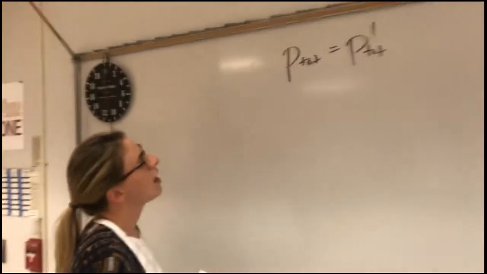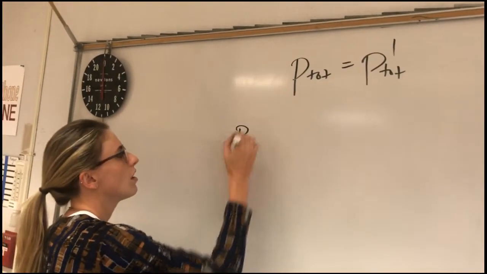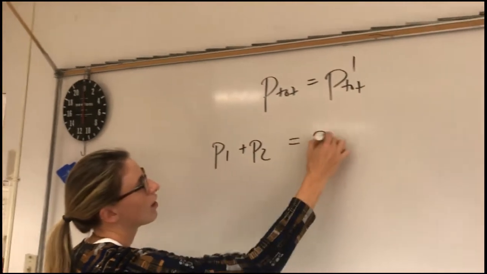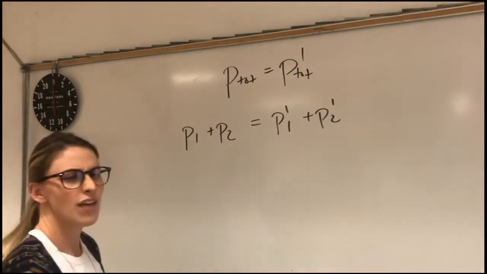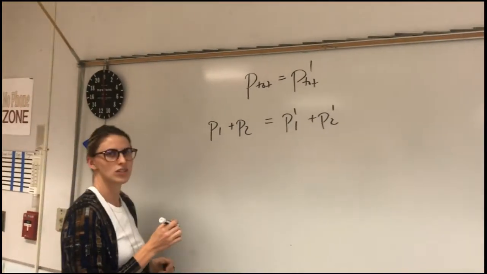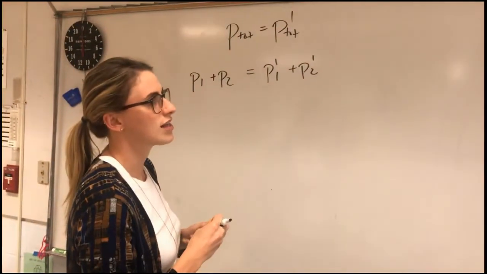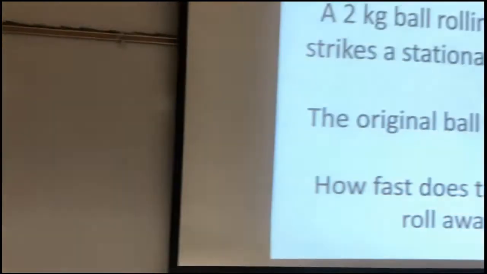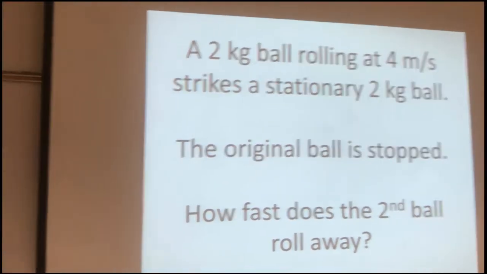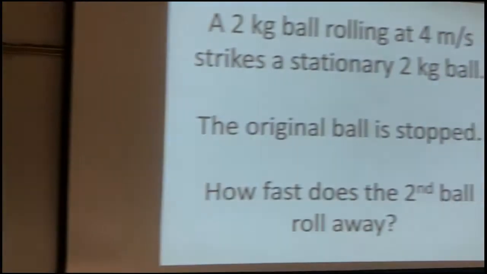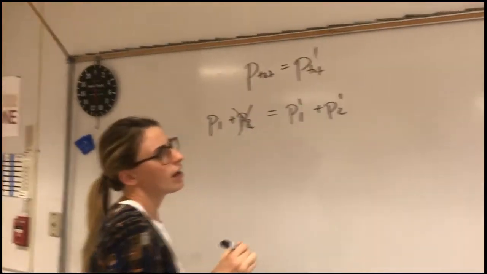Yes. You've got two things here, 1 and 2. The beautiful thing about setting it up like this is that we can get rid of some stuff. We've got a 2 kilogram ball rolling at 4 meters per second, so that's the first one. It has momentum. The other one is stationary. What does that mean? It doesn't have momentum, so we can go ahead and get rid of that one.